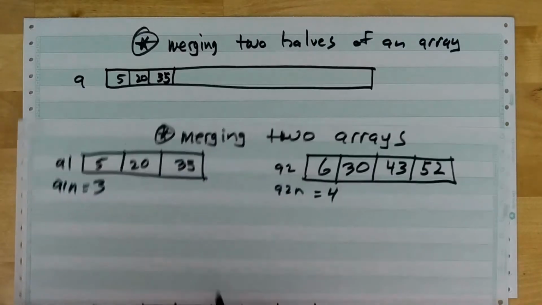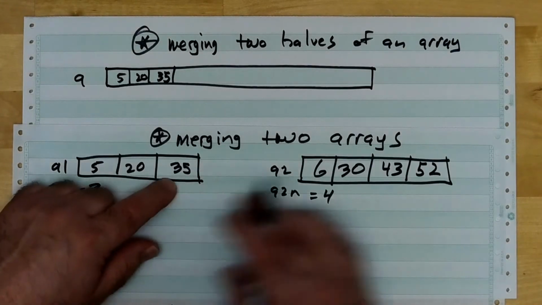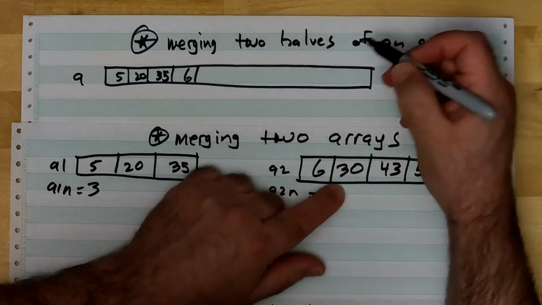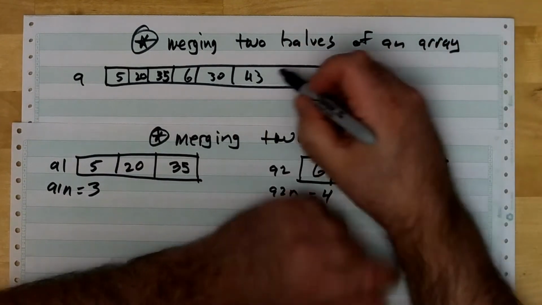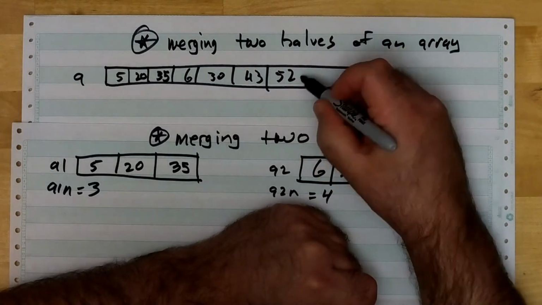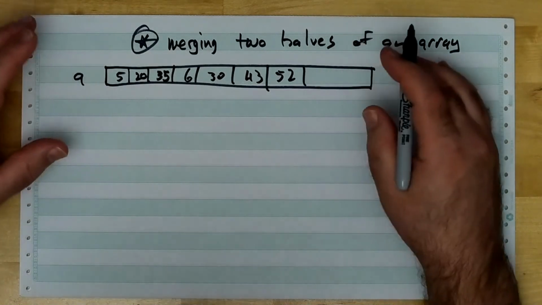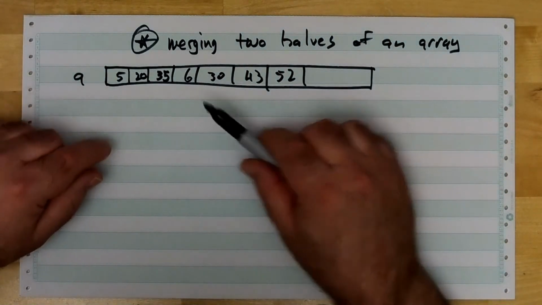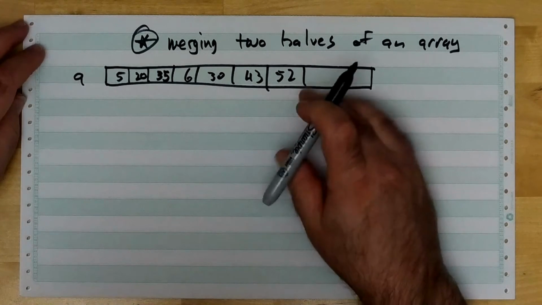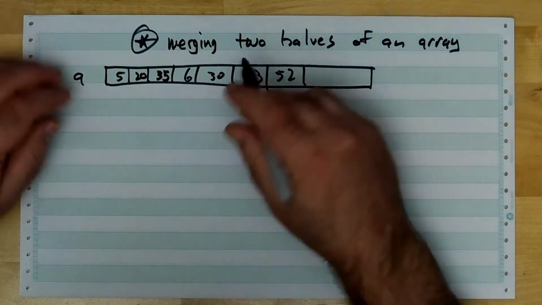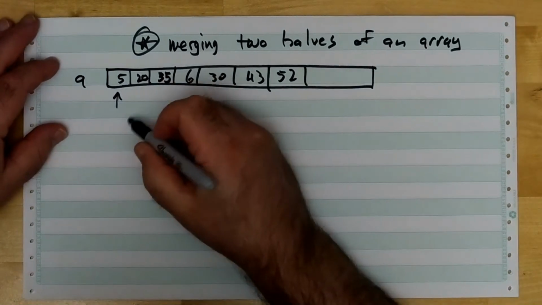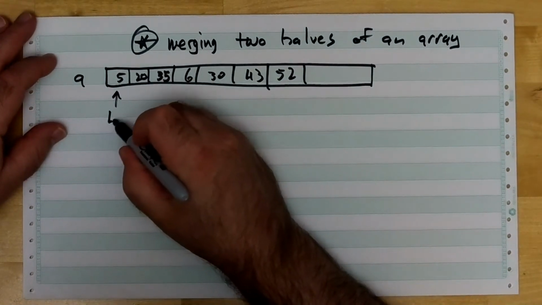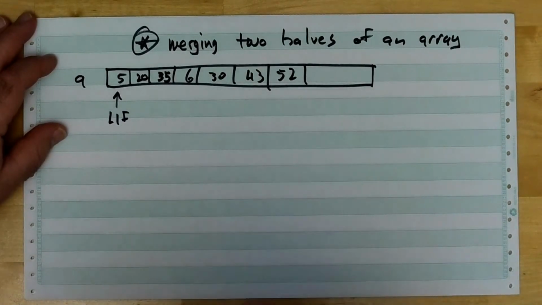All right, so here are the values we had before: the 2, the 5, the 20, the 35, and then the 6, 30, 43, and a 52. Okay, so instead of having two arrays, we're going to just merge two runs in one array. And the way this could work is we could have a pointer here that's called, like, list 1 first, okay?